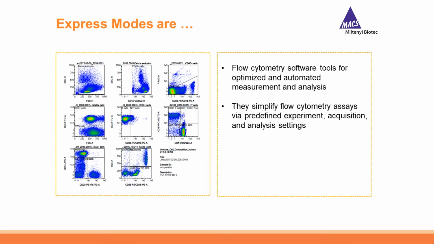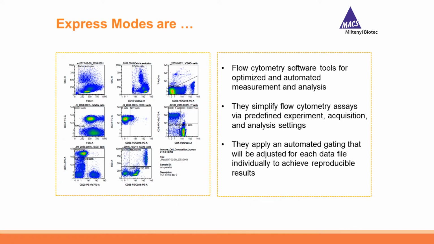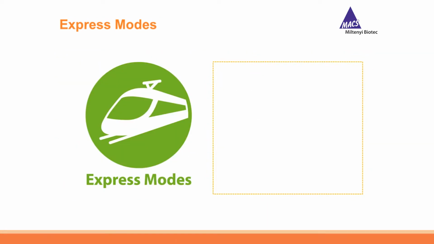Express Modes are sustainable even with high sample-to-sample variation. They will simplify your flow cytometry assays via predefined experiments, data acquisition, and analysis settings in a standardized way. The algorithm is developed and trained with a huge amount of data and adjusts the gating for each single data file individually. This ensures reproducible results.